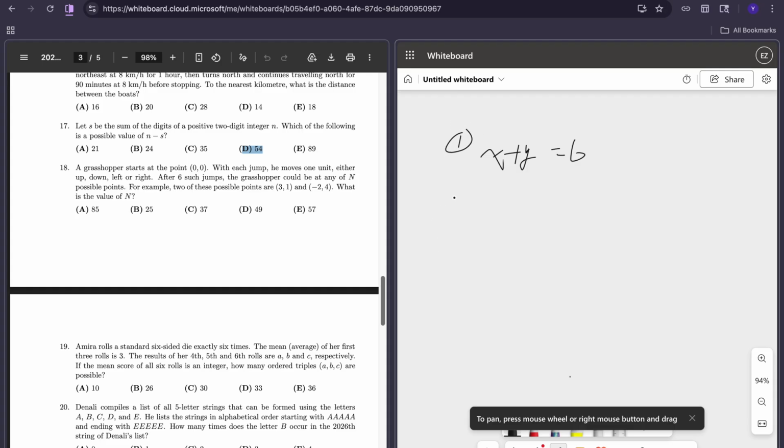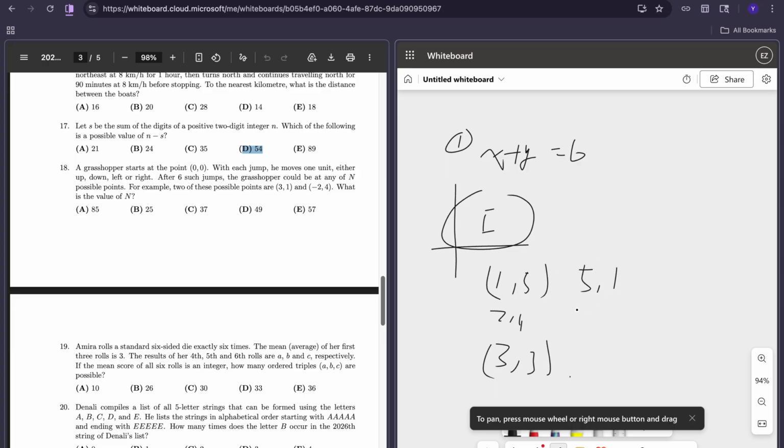Right now we only consider when neither x nor y is equal to 0, and we only consider the possible cases in quadrant 1. How many are possible here? We have (1, 5), (2, 4), (3, 3), (4, 2), and (5, 1).